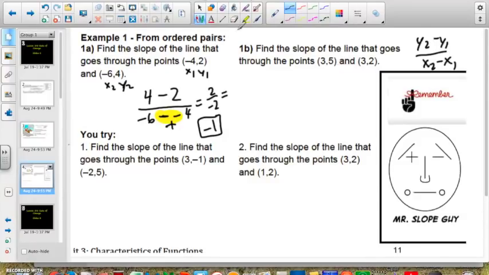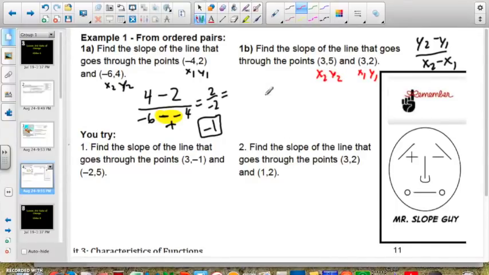Alright, let's go ahead and take a look at example 2. One thing I just want to emphasize, it does not matter which ordered pair you label as x1 and y1 and which you label as x2 and y2. As long as you make sure you keep the x1 lined up with the y1 and the x2 lined up with the y2. To illustrate that point, this time I'm going to use my second ordered pair as x1 and y1 and my first pair as x2, y2.